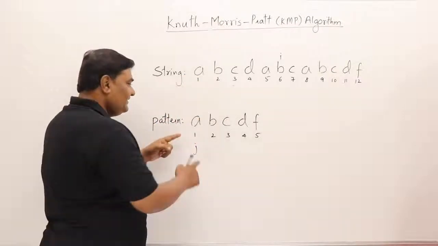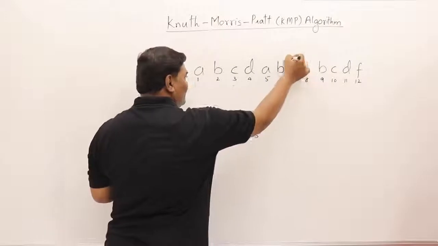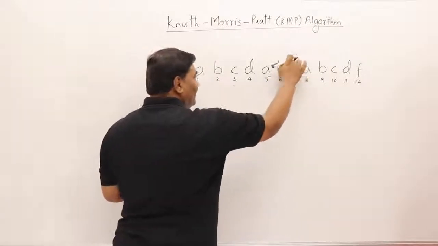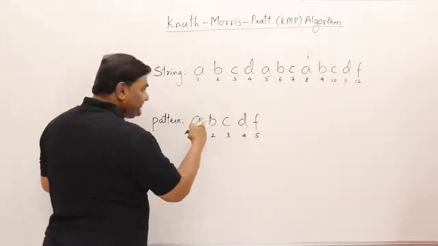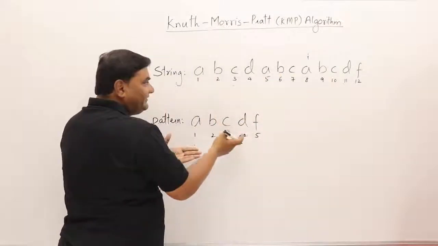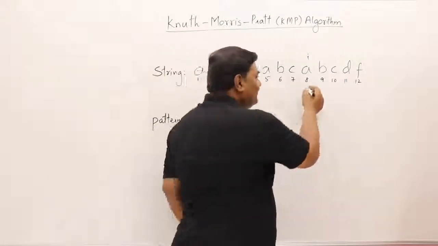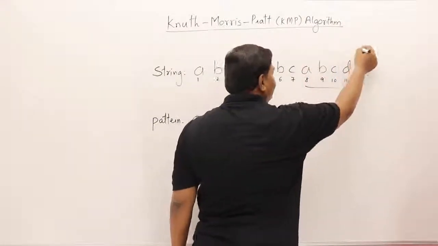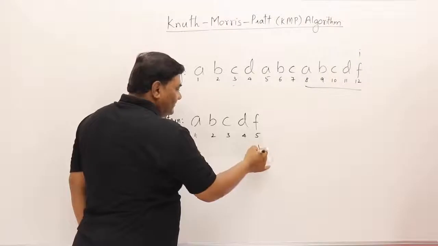Let me finish it quickly. There is a mismatch. I is moved. There is a mismatch. I is moved. Now there is a match with AA. So in this way now if I continue, then I can find this pattern here available here. Every character will be matched till here, till here.